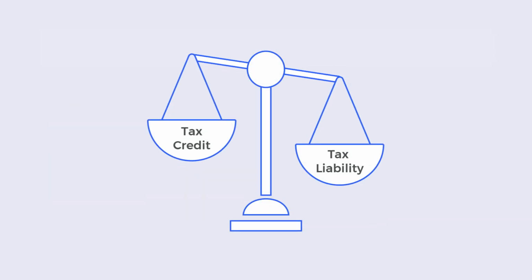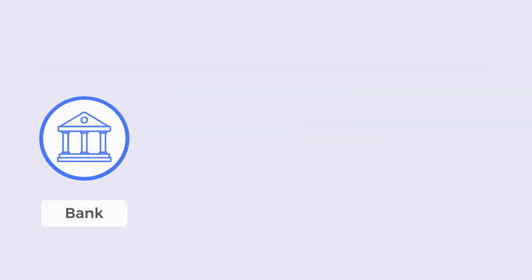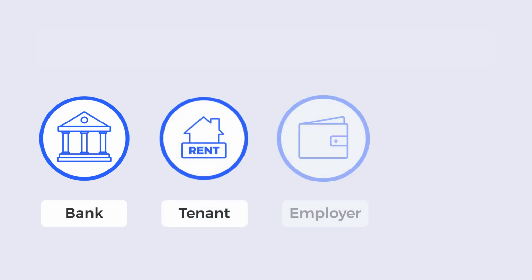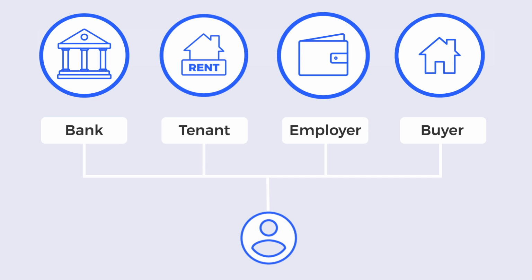In case of any mismatch, such as TDS has been deducted on your income but is not deposited, like in case of bank interest, rent received, salary, or sale of house property, you should contact your deductor to avoid tax liability and interest penalty. You can claim the tax credit reflected in Form 26AS while filing your income tax return.